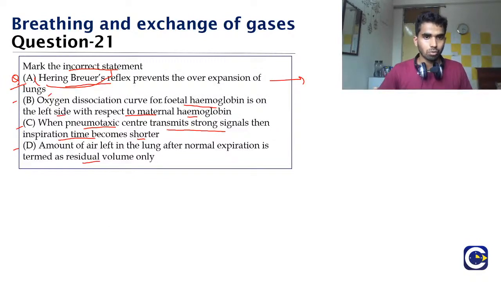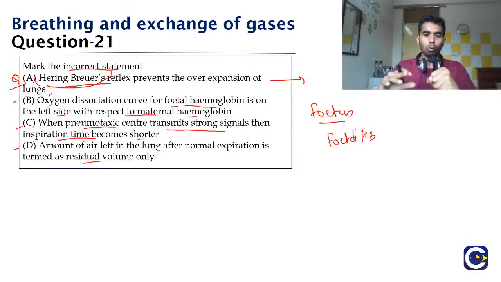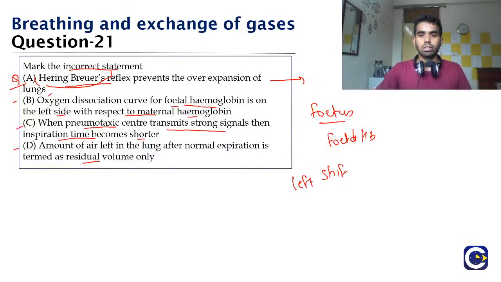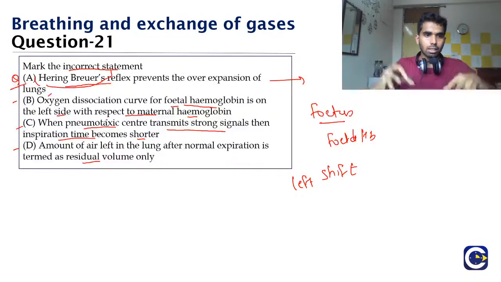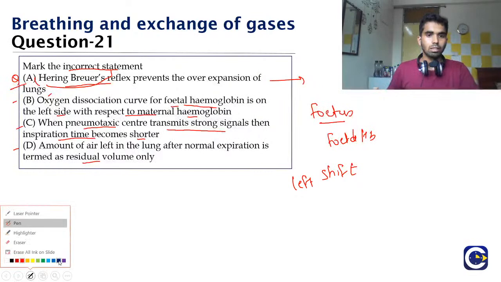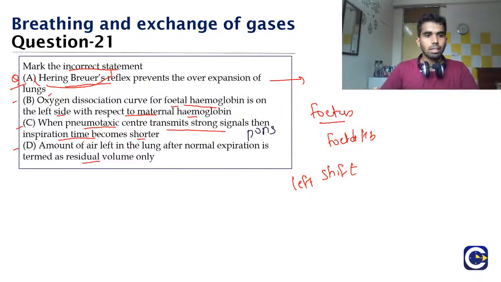Option B, the oxygen dissociation curve. Fetal hemoglobin is present in the fetus. Fetal hemoglobin binds oxygen very strongly, and that is why the curve is shifted to which side? Yes, it will be shifted to the left side. That is, it will be the left shift. And the pneumotaxic center is opposite to the medulla respiratory center. Medulla increases the respiration, the pneumotaxic center decreases the respiration, and it is present in the pons, and yes, it decreases the time of inspiration.